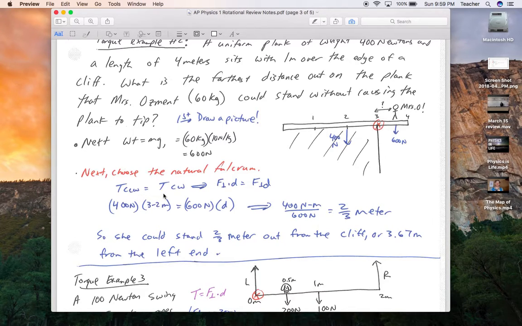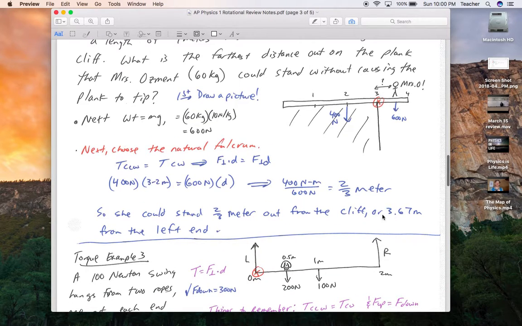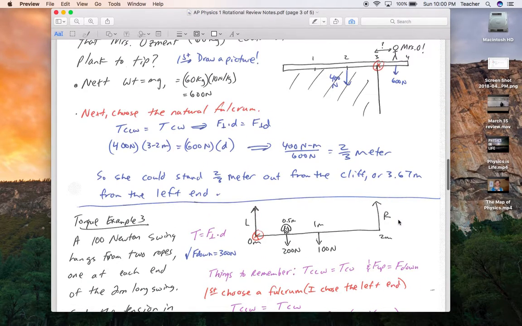So torque counterclockwise equals torque clockwise. Counterclockwise torque is 400 newtons of force times a 1 meter distance from the fulcrum, so I use 3 minus 2 meters on the plank, and that equals 600 newtons times whatever distance she could walk out. So it says she could walk out up to 2/3 of a meter and be safe. Probably not feeling very comfortable about that. So she could walk up to 3.67 meters, actually 3.66 meters from the left end.